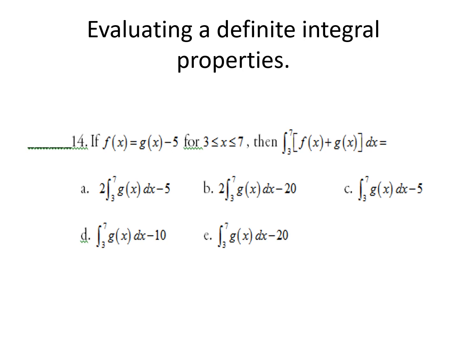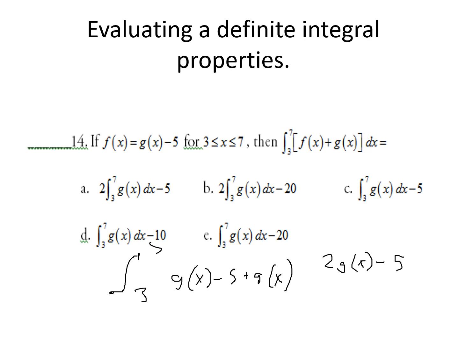Okay, number 14. If f of x equals g of x minus 5, this is the one I was looking at earlier. This is very weird. So we can simply substitute g of x into here. So now we have the integral of 3/7 of g of x minus 5 plus g of x. That's also 2g of x minus 5, which I believe can be simplified into a.